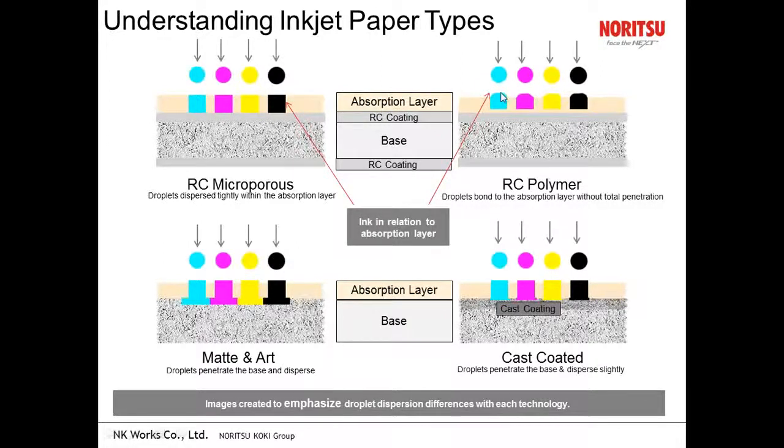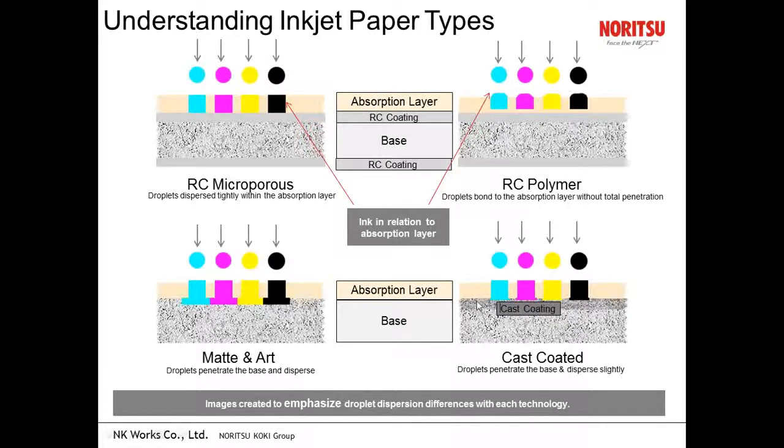When we look at the RC paper, we can see that the droplet does penetrate into the emulsion layer. However, some of the droplet remains on the surface, as I've been mentioning to you. When we go to the matte paper, we don't have any protective coating between the absorption layer and the paper fiber. So we do get some dot gain when the droplet reaches the paper fiber. That dot gain will be seen as a reduction in sharpness.